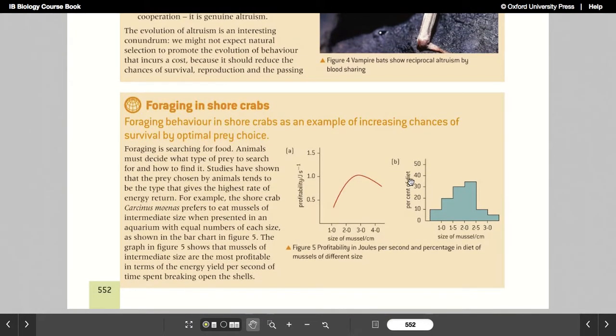Then we also have foraging behaviors in crabs. So basically, they have some sort of system that they have learned where they can determine the amount of work that's going to be done and the amount of payoff that you're going to get. So shore crabs can eat mussels of intermediate size when they are in an aquarium. And there's equal numbers of every single size. They're going to pick the ones that are in the middle of that bell curve. And so they have a tendency to figure out what's going to give us the best payoff.